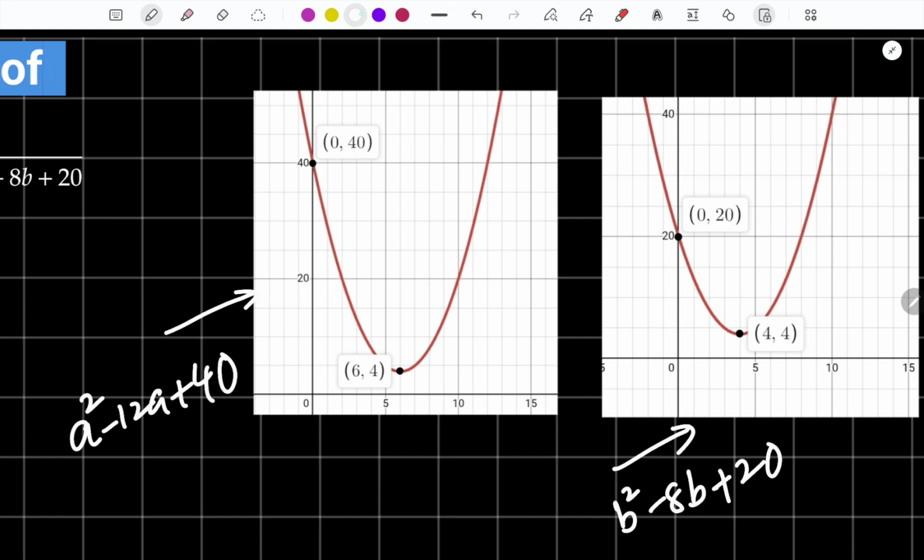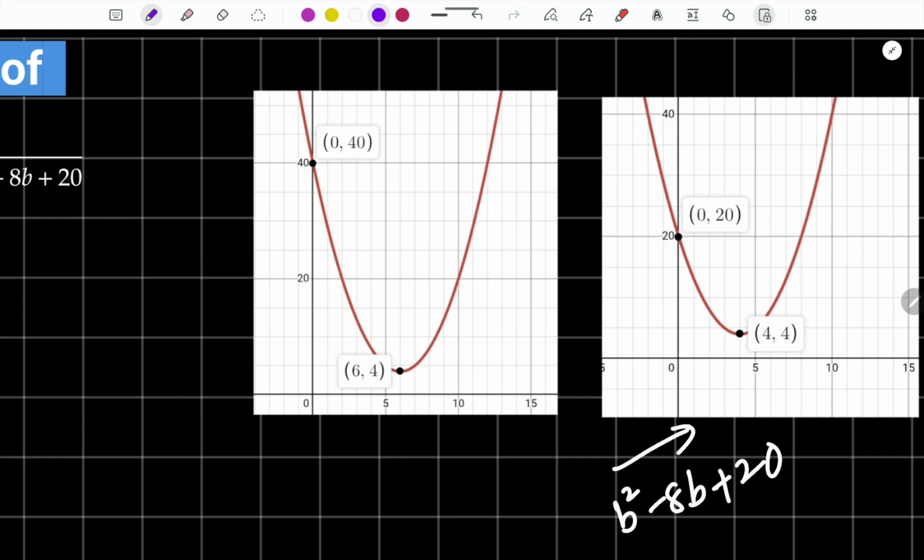Here in this graph, from a equal to 6, if you increase the value of a, the value of the expression is increasing. If you decrease the value of a from 6, also it is increasing. But to find out the minimum value, I want to take the value of a from 0 to 6. Nothing but I am going to consider only this curve. That's why I am taking a value greater than 0 and less than 6.